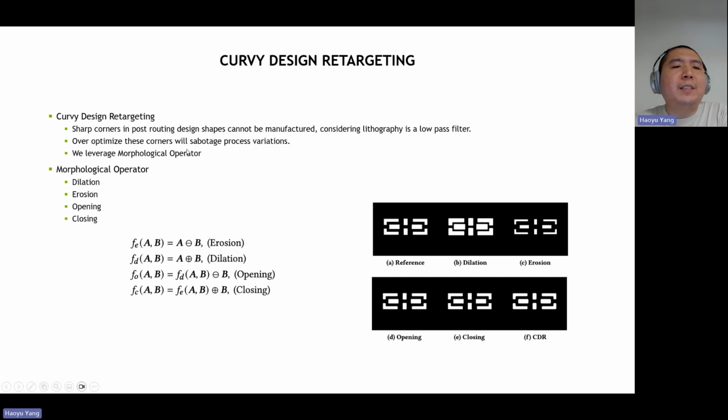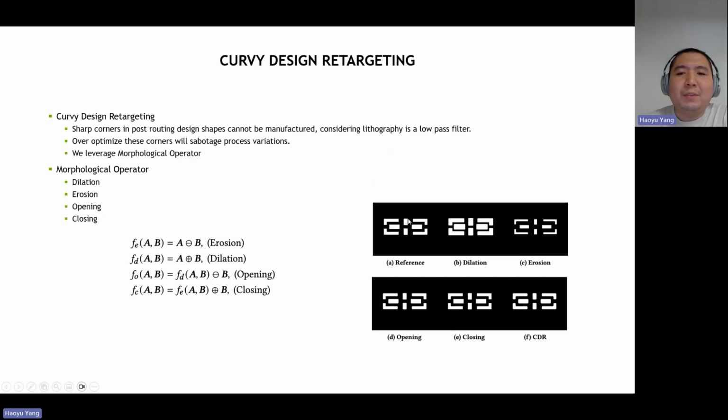The approach to the curve design retargeting is we want to round all of those sharp corners in the original design without affecting the connectivity and functionality of the original chip design. We are leveraging the so-called morphological operators, which are popular in computer graphics. There are 4 basic operators, called dilation, erosion, opening, and closing. From the names, it's kind of easy to understand.